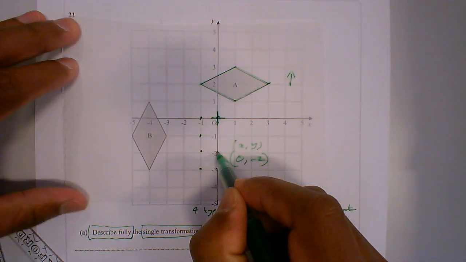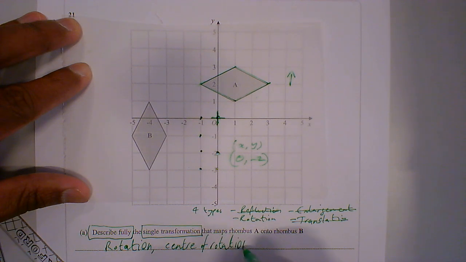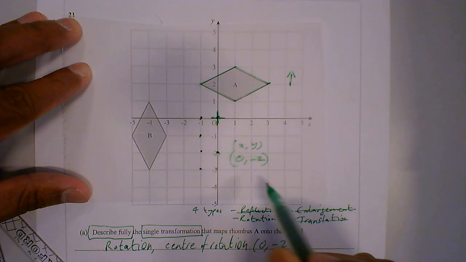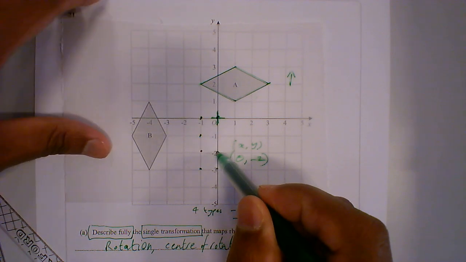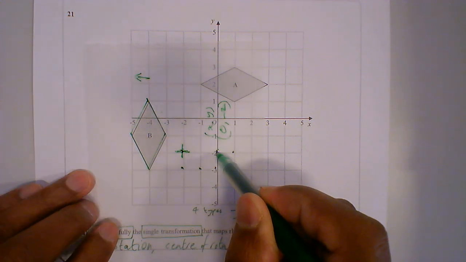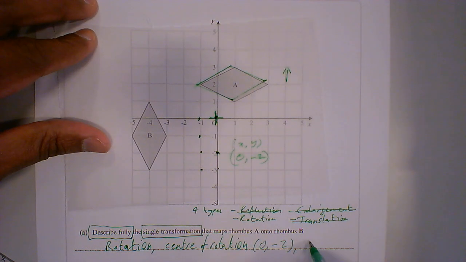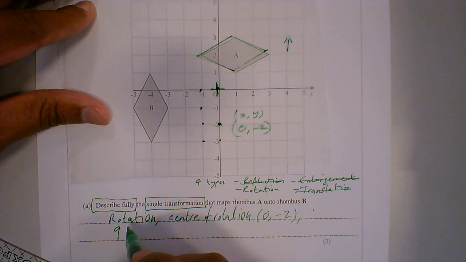So how do I write this down? I'm going to write it down as a rotation. I've got center of rotation. It's 0, -2. And then the last thing is how much have I turned? I've turned to the left, and you can see the arrow is now pointing to the left as well. So that's 90 degrees anti-clockwise.